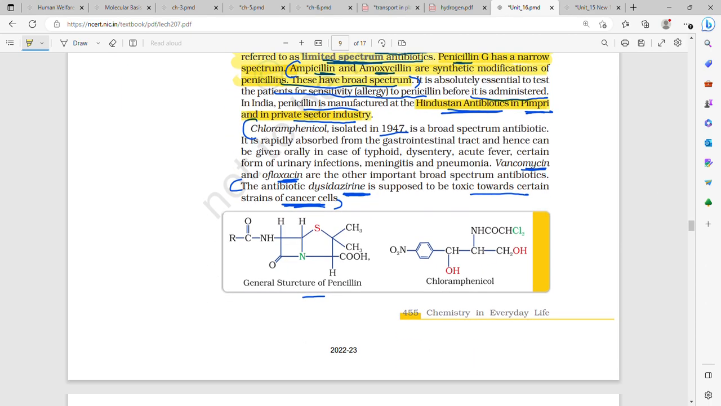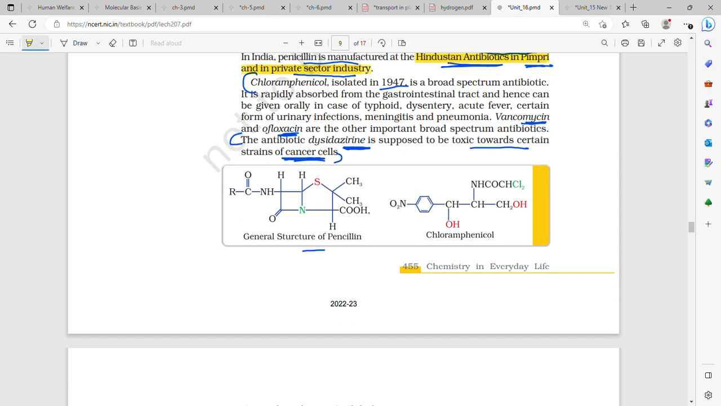Now, chloramphenicol was isolated in 1947. It is a broad-spectrum antibiotic. It is rapidly absorbed from the gastrointestinal tract, and it can be given orally in the case of typhoid, dysentery, acute fever, certain forms of urinary infections, meningitis, and pneumonia.